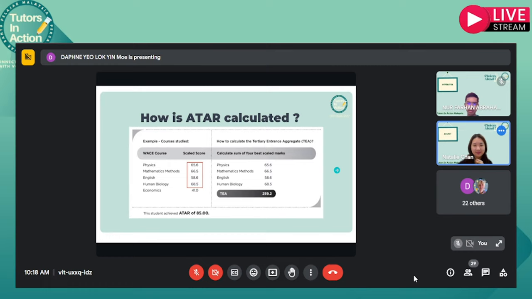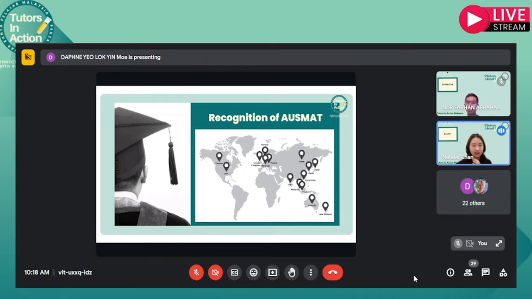So this is the recognition of OSMAT, and in recent years, OSMAT has actually gotten more and more well-recognized all around the world other than just Australia. So you guys can take a look and see whether there are any places that you want to go.